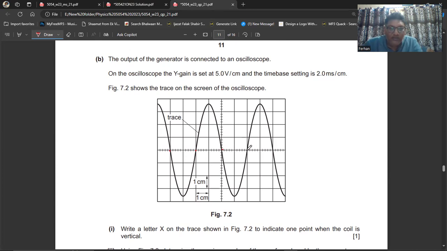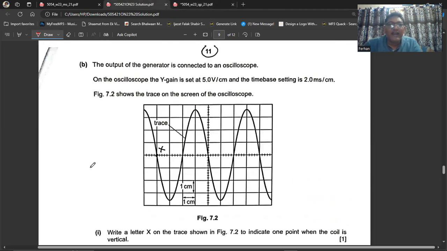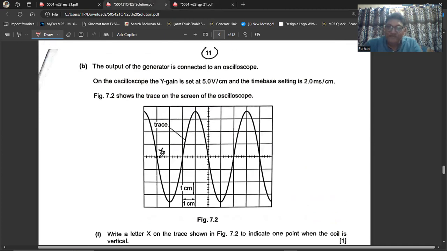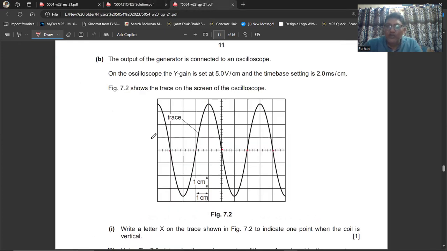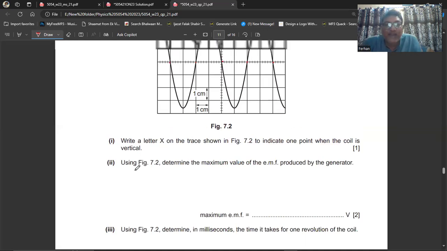So this point is also zero, showing EMF is zero here. So out of these 1, 2, 3, 4, 5, anywhere you can write X. For example, I have written the X here. Here the EMF produced is zero, so that's why it means the coil is in the vertical position. Using figure 7.2, determine the maximum value of the EMF produced by the generator.